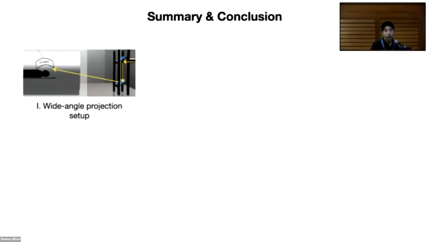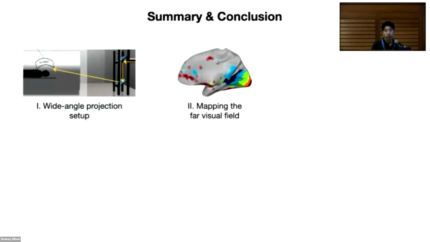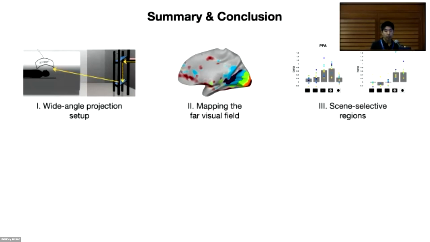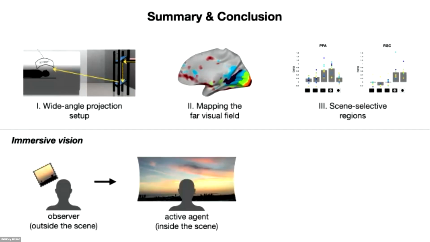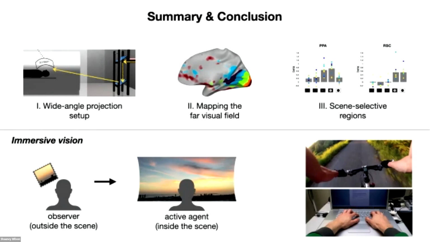Okay, to wrap up, first I talked about how we achieve the wide-angle projection in the scanner, then showed how extensively this setup can stimulate the visual cortex. I also talked about some findings and insights about the classic scene regions. And lastly, the reason I'm really excited about this project is that this full field setup can bring qualitative changes, like a more immersive visual experience, which can bring the subject from an outside observer to an agent who is present in the scene. This could open up many interesting new research directions. One example could be the study of body parts in the far periphery when presented with a realistic first-person view.